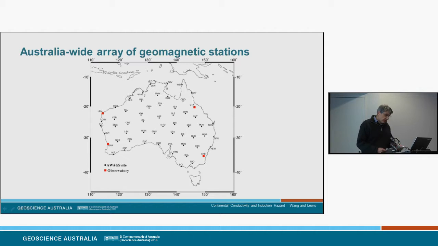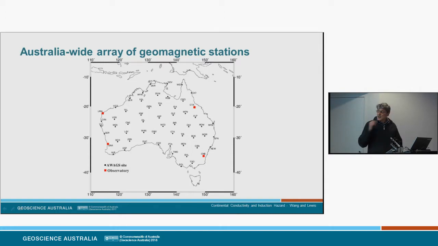So the Australia-wide array of geomagnetic stations was an experiment run in the early 1990s, and it was made up of about 55 locations where the time series of the magnetic field were recorded simultaneously and continuously for about 9 months, with a sampling rate of 1 minute. The locations of the stations are shown here on the map, and the average spacing is about 275 kilometres.